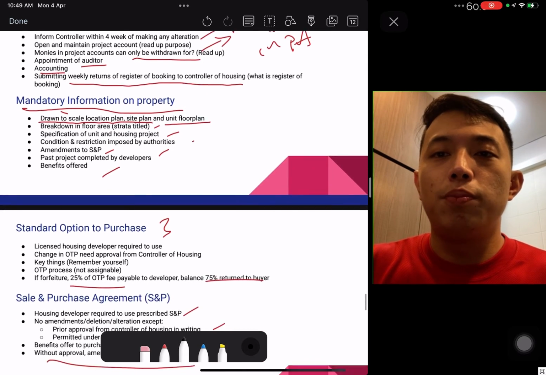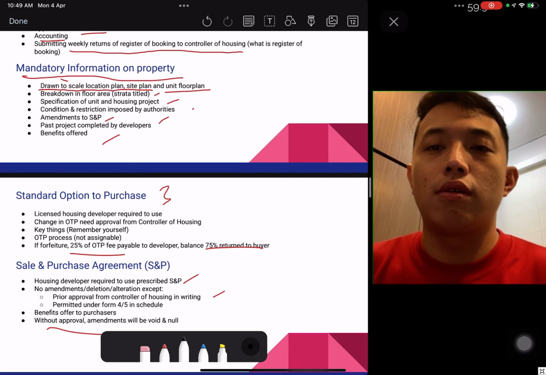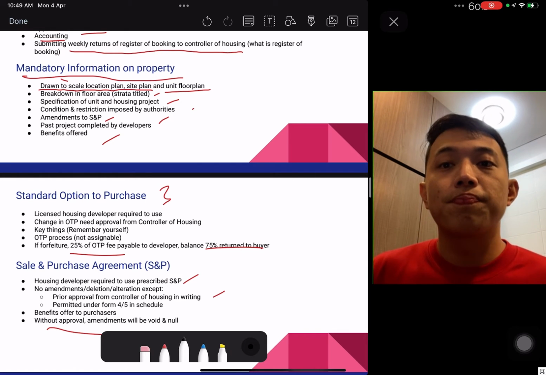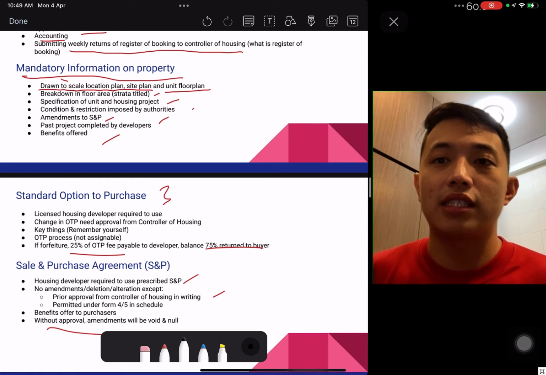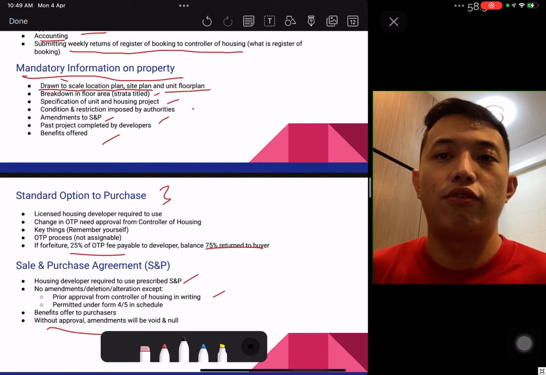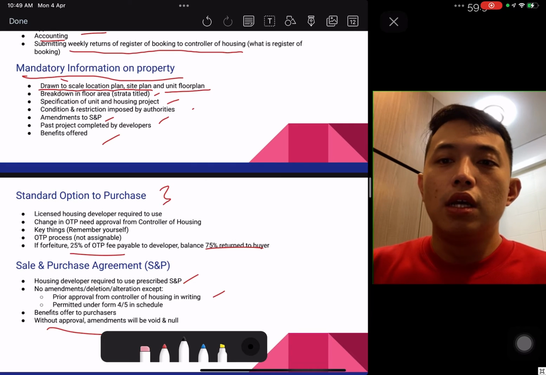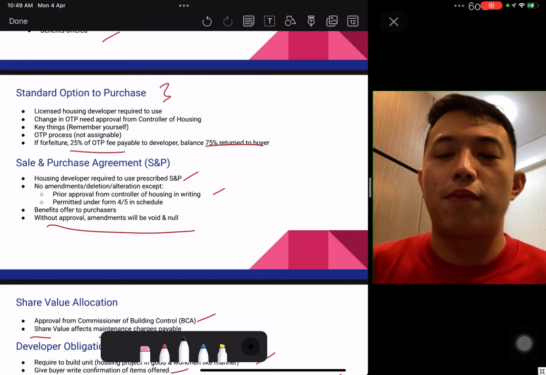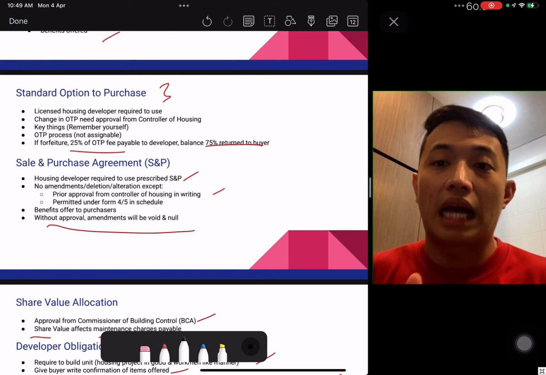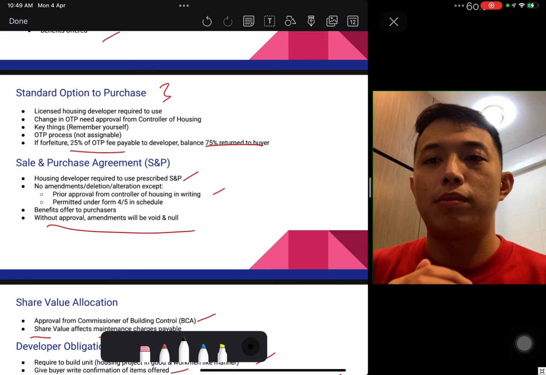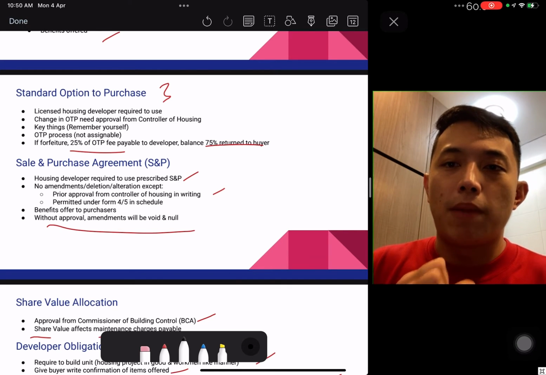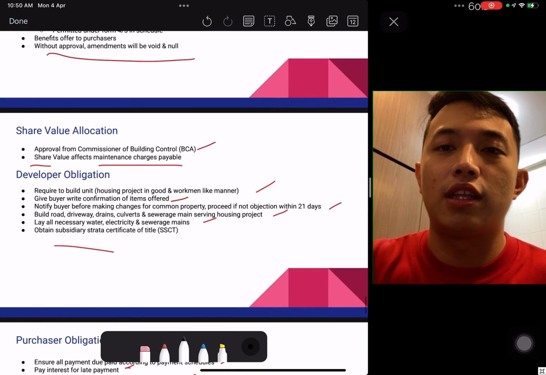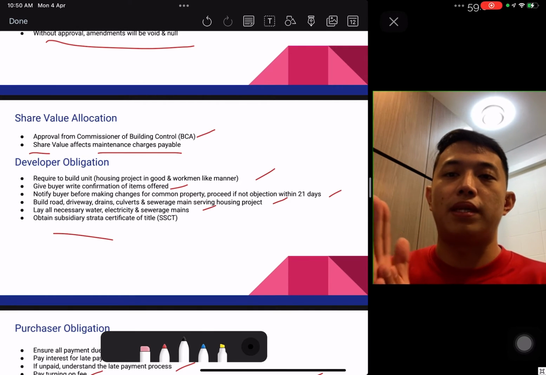So for a new BUC, drawings to scale, location plan, site plan, and floor plan must be done. The breakdown of the strata title covers strata land, strata projects, specification, material, restrictions, and all the benefits offered. So the standard prescribed OTP, all developers must use. You cannot change it. No amendments can be done unless approved. SMP is also the same. It must be a prescribed SMP, and no amendments can be done unless approved. Without approval, the amendments must be voided. It must use the standard procedure SMP and OTP.